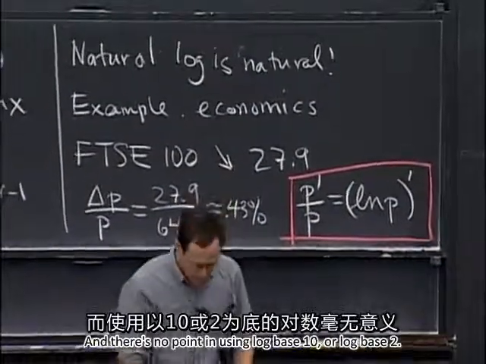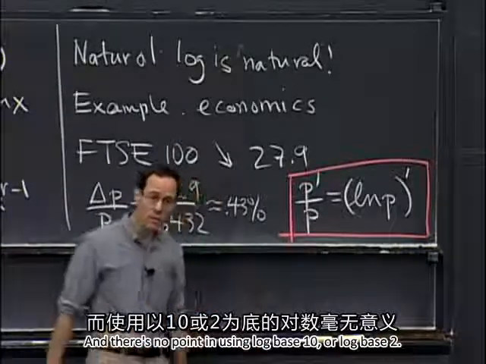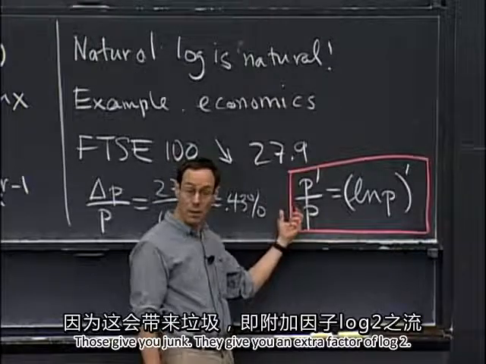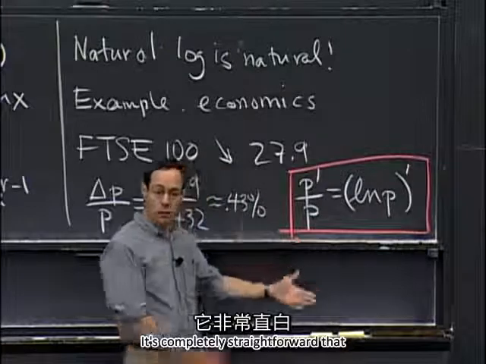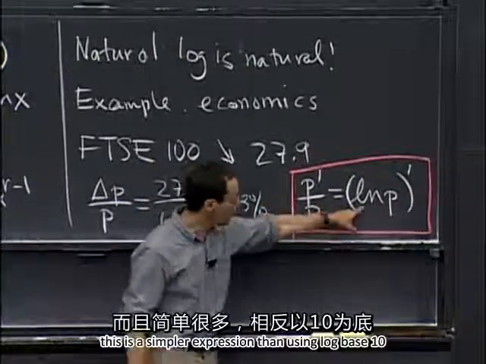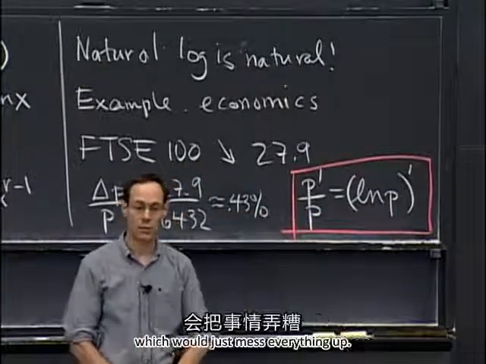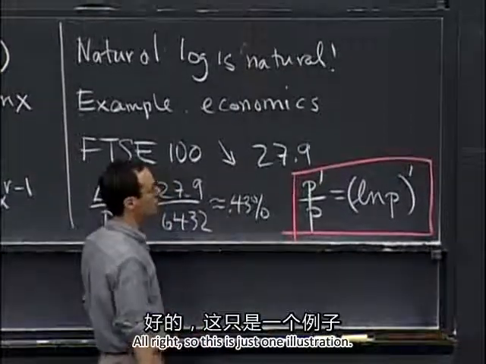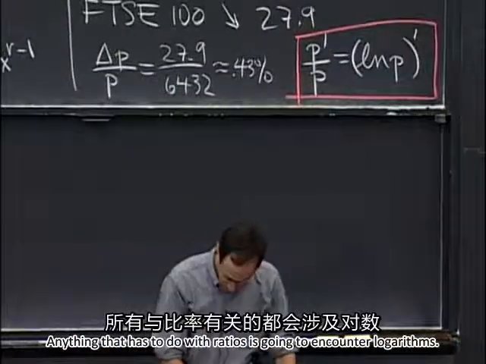And there's no point in using log base 10 or log base 2. Those give you junk. They give you an extra factor of log 2. It's the natural log that's the obvious one to use. It's completely straightforward that this is a simpler expression than using log base 10 and having a factor of natural log of 10 there, which would just mess everything up. All right, so this is just one illustration. Anything that has to do with ratios is going to encounter logarithms.